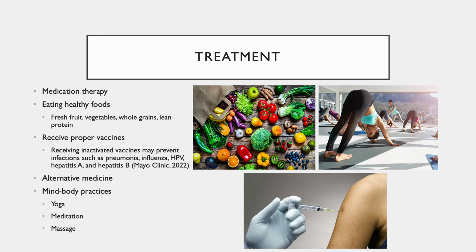Treatment. So the first treatment we have on here is medication therapy. Then we've got eating healthy foods such as fresh fruit, vegetables, whole grains, and lean protein. Make sure that you are receiving proper vaccines, and make sure that those vaccines you are receiving are inactivated to prevent infections such as pneumonia, the flu, HPV, hepatitis A, and hepatitis B. We've got alternative medicine, and then we've got some mind-body practices on here such as yoga, meditation, and massage.